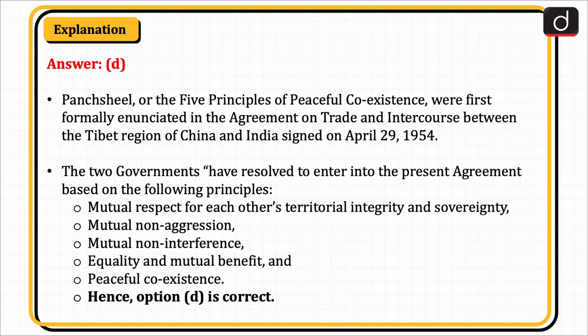The two governments have resolved to enter into the present agreement based on the following principles: mutual respect for each other's territorial integrity and sovereignty, mutual non-aggression, mutual non-interference, equality and mutual benefit, and peaceful coexistence. Hence, option D is correct.